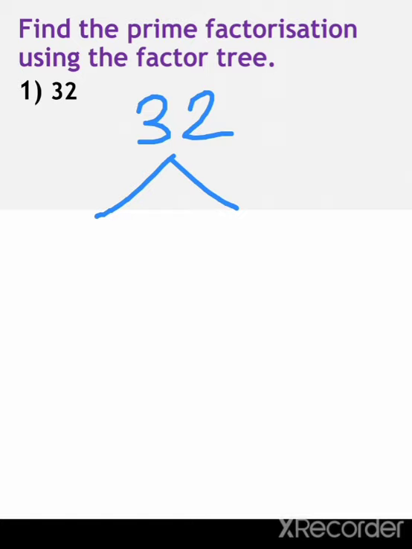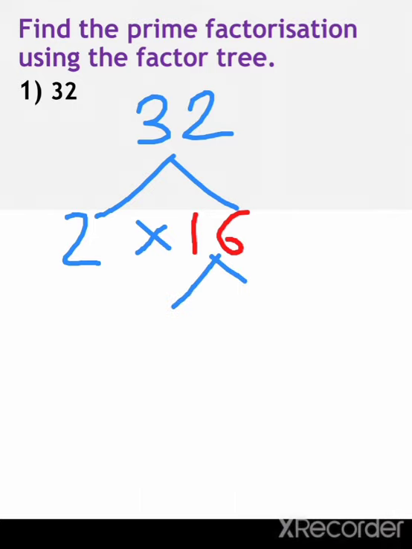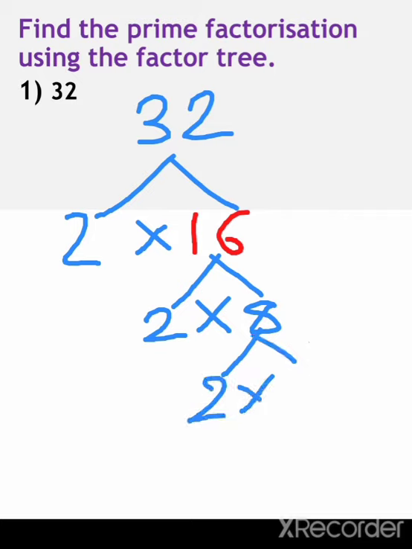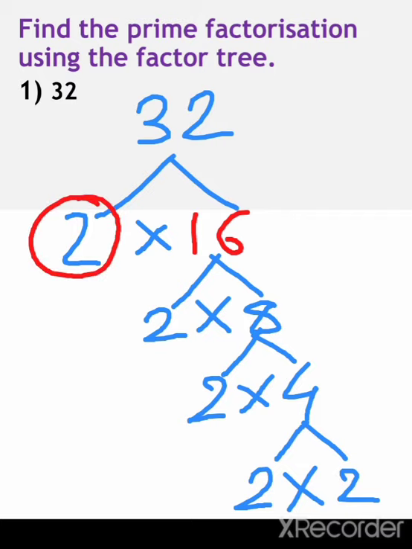Now 32 is an even number, so I'll start with 2. If I divide by 2, what is the quotient I'm going to get? I'll get 16, right? 2 ones are 2 and 2 sixes are 12. Now again 16 is an even number, so again I can divide by 2. 2 eights are 16, right? Now 8 is again an even number, so 2 fours are 8. 4 is again an even number, so by 2 I can divide. 2 twos are 4. Now what you have to do, you have to circle the prime numbers.